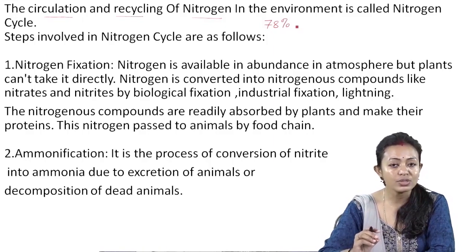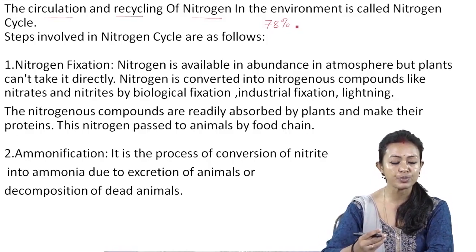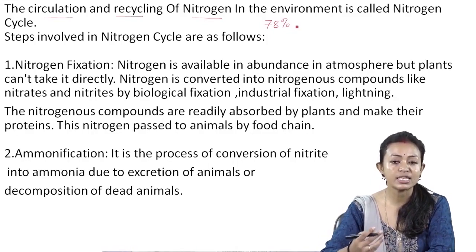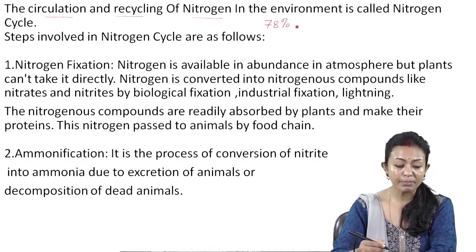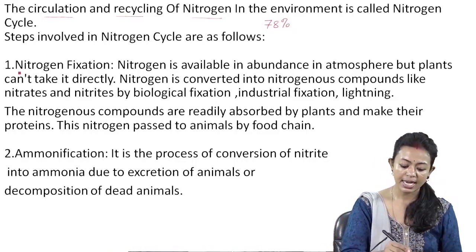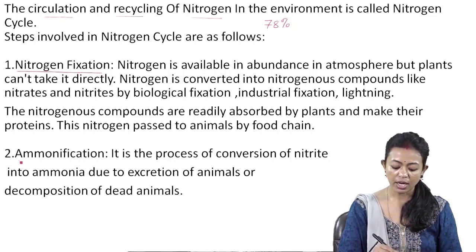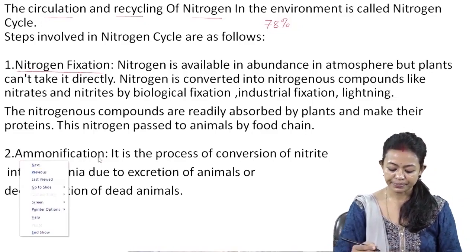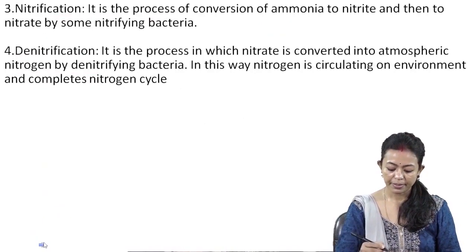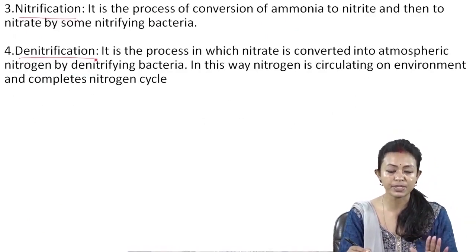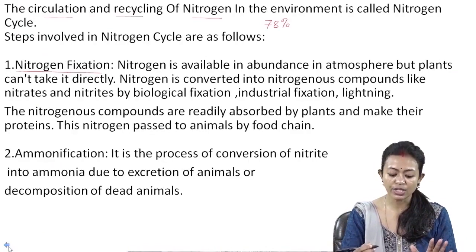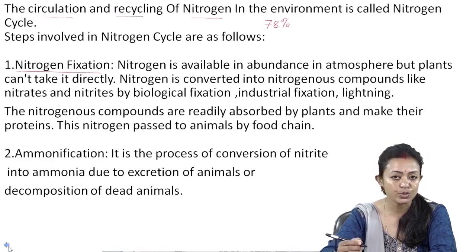Now the question is, how does this nitrogen come into the life form? Because we do not have any direct process of trapping this atmospheric nitrogen. So one important way it is done is through the nitrogen cycle. The nitrogen cycle basically involves 4 steps: nitrogen fixation, ammonification, nitrification and denitrification. So these are the 4 major steps involved in the nitrogen cycle. Now let us study the nitrogen cycle in detail.